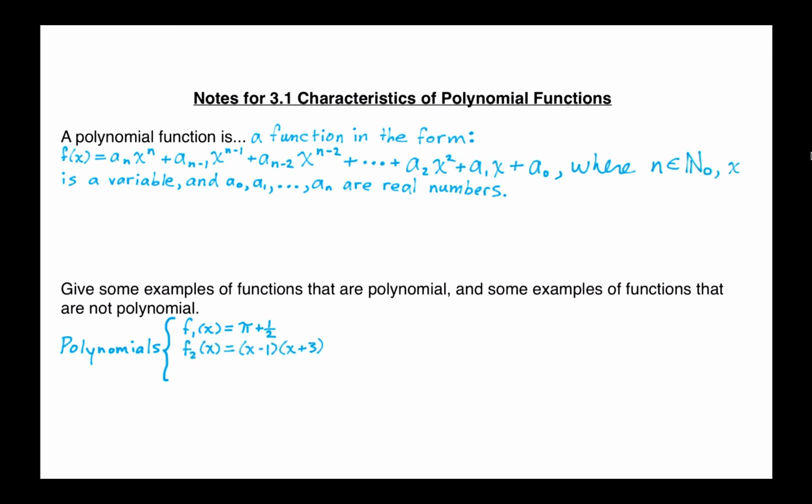If you have a polynomial that's in factored form, this is still a polynomial. So this would be a polynomial of degree 2. And also, if you have a polynomial in which one of the constants is a square root of a number, this is still just a number, so it is still considered to be a polynomial. This would be a quintic polynomial, degree 5.